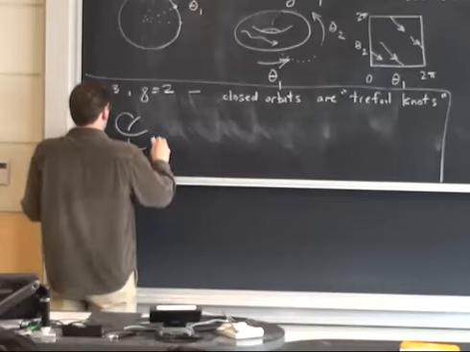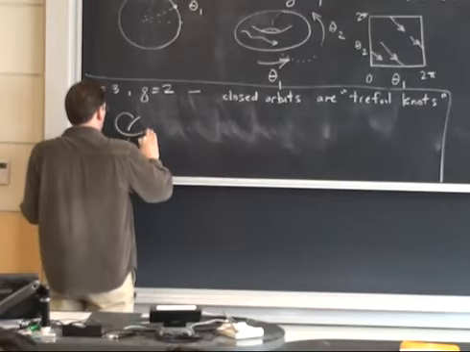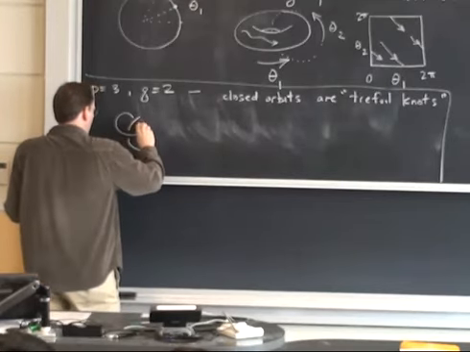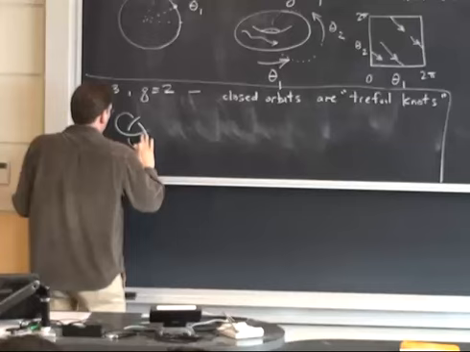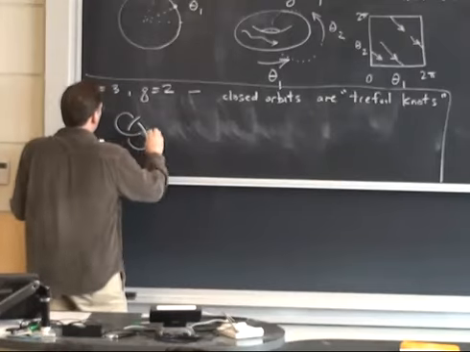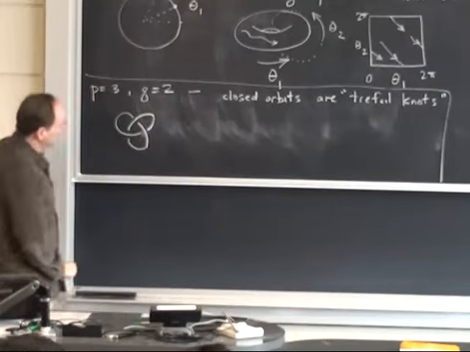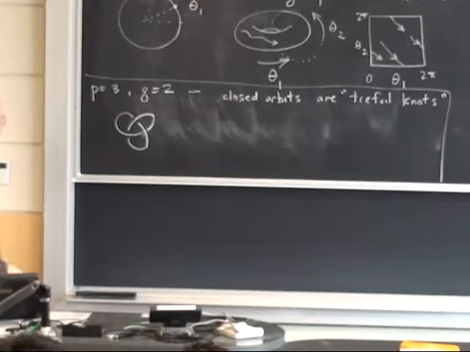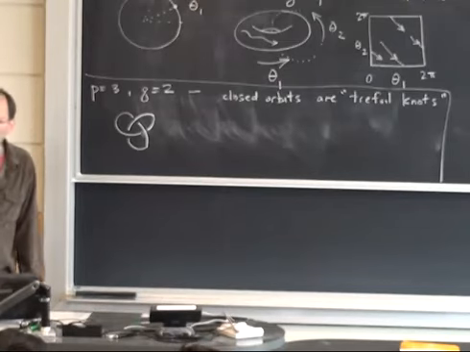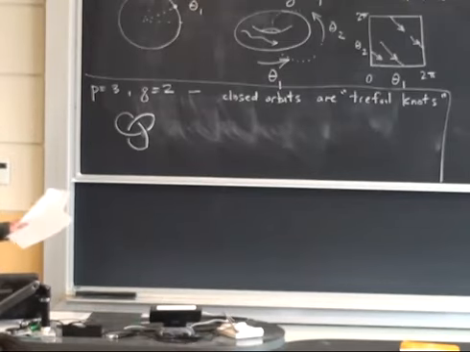Let's see here. It's a little tricky to do these knots. Got to go over here. And this is under. That's over. There. So that's a trefoil knot. And now what does that have to do with our torus? Maybe you can see it.